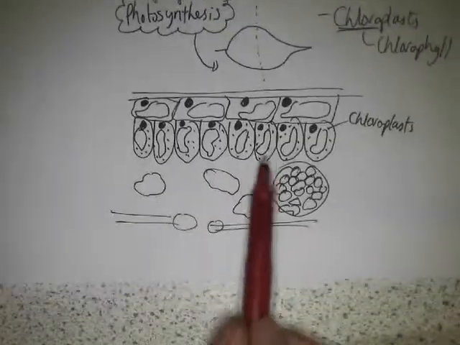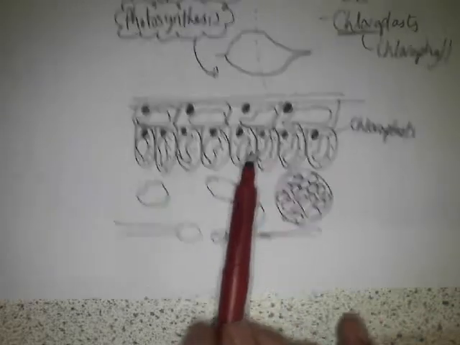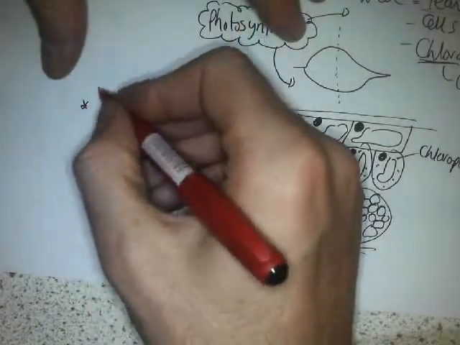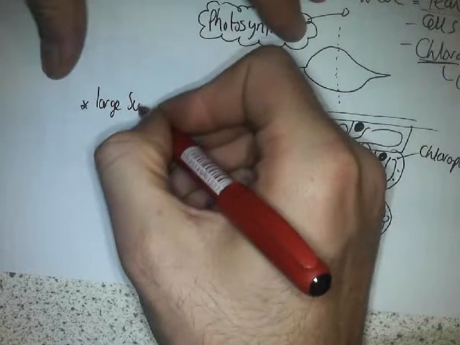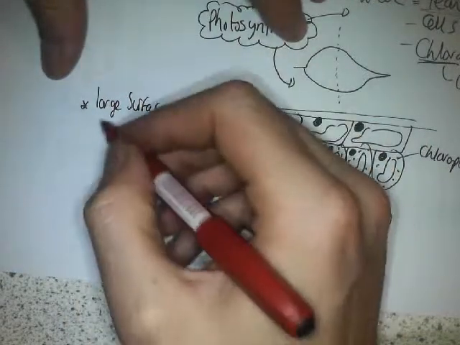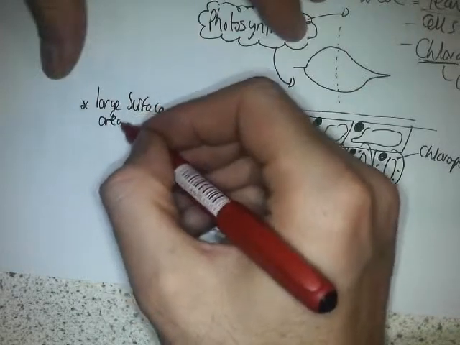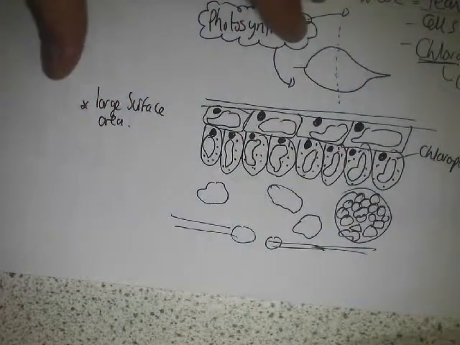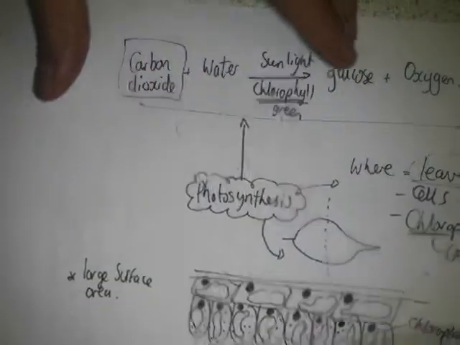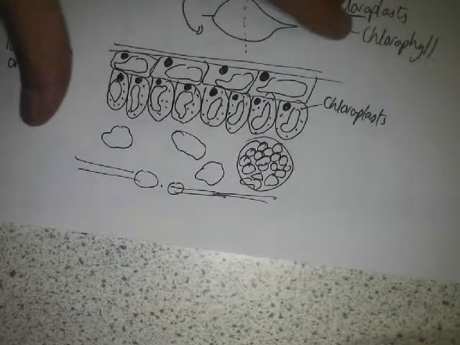So how is that good at doing this? Well, first of all, it's got a large surface area. Lots of places where it can capture sunlight so it can photosynthesize. Large surface area. Brilliant. So let's have a look at the equation. Well, we need carbon dioxide for this to happen. Okay, we've got a space for there.